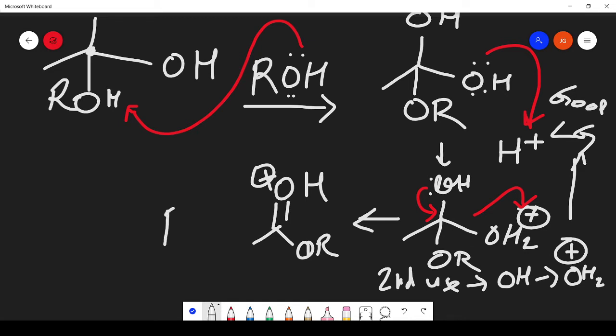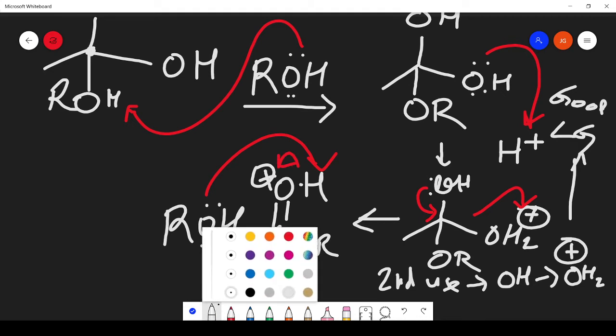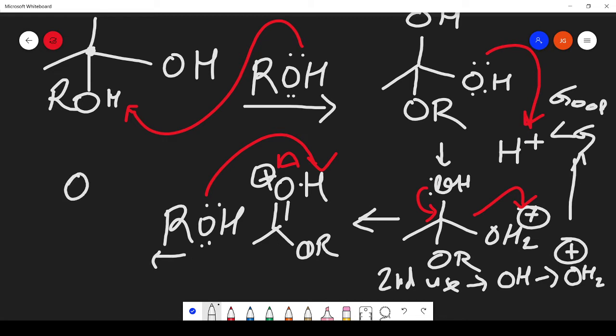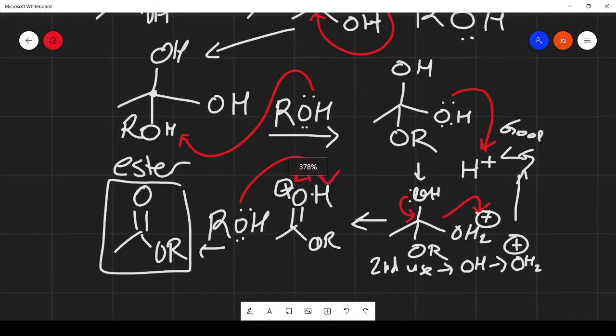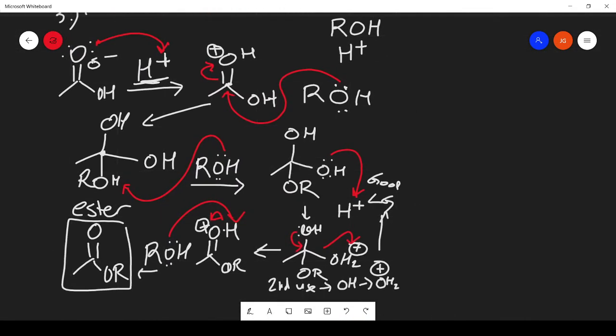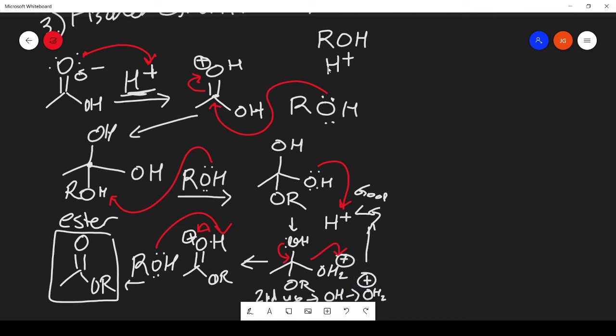And our final step is we're going to get another proton transfer from ROH. It's actually going to remove this hydrogen. So finally we can free up that pair of electrons that's been there since the first step. And we're going to end up with our ester. So as you can see, through a series of proton transfers and nucleophilic attacks, we went from carboxylic acid to ester using the Fischer esterification, and we used H+ and an alcohol.